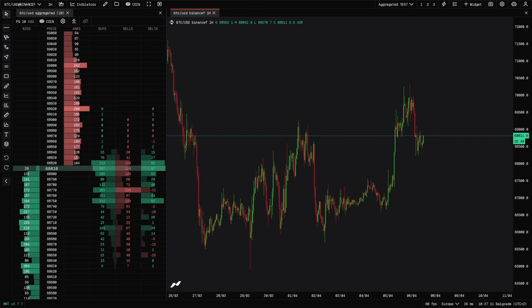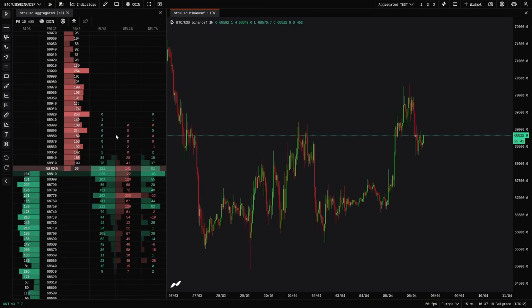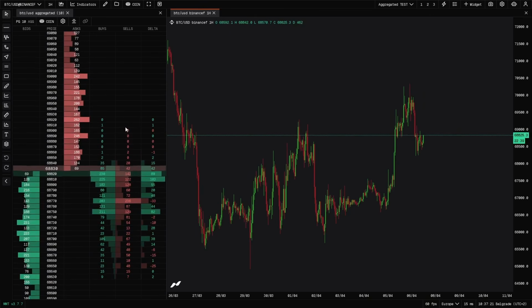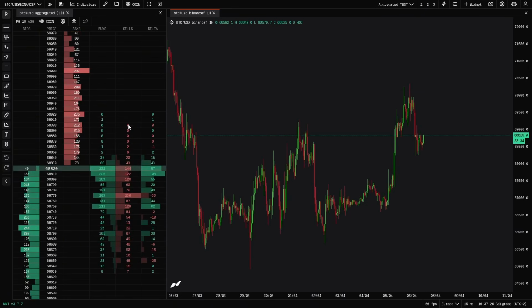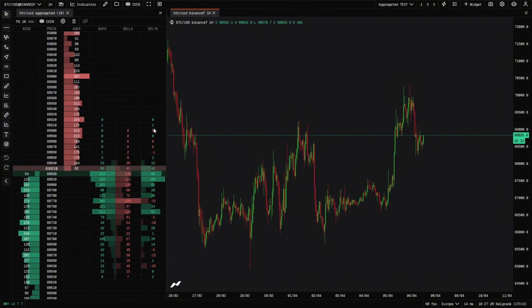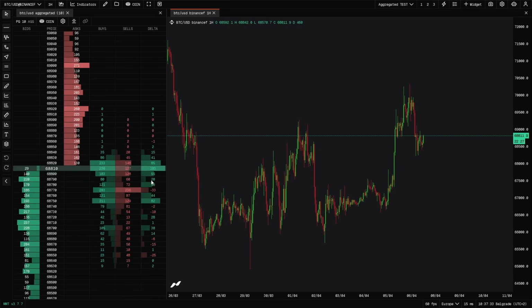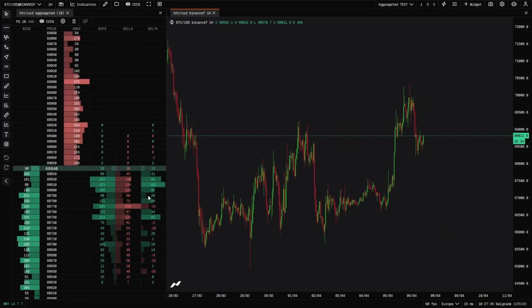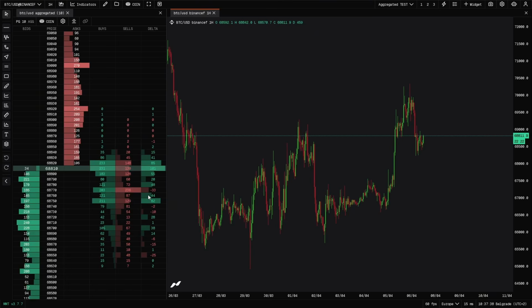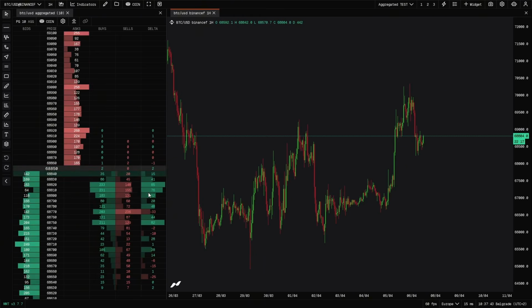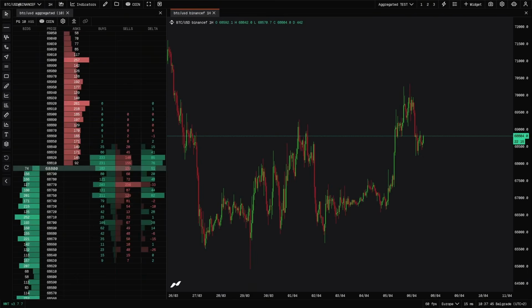So let's take a live look at the DOM. As you can see, on the bid side you have buyers waiting, and on the ask side you have sellers waiting. But what really matters is not those orders, it's the aggressive traders. The market buys and market sells are what actually move price. So when I read the DOM, I'm not focusing on the size alone. I'm focusing on what happens when that size gets hit. Does the price move? Does it stall? That reaction is where the information is.